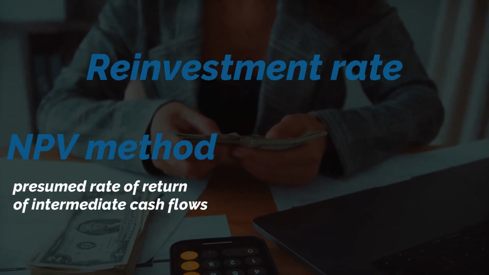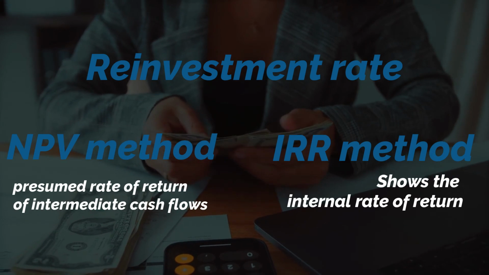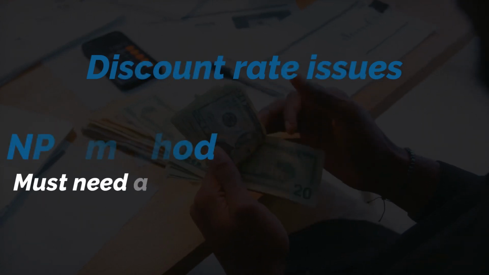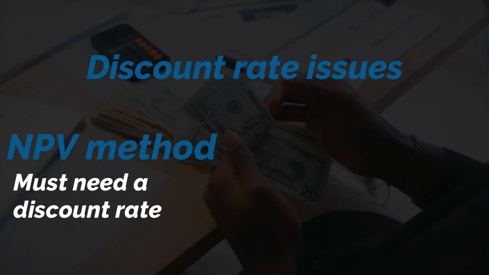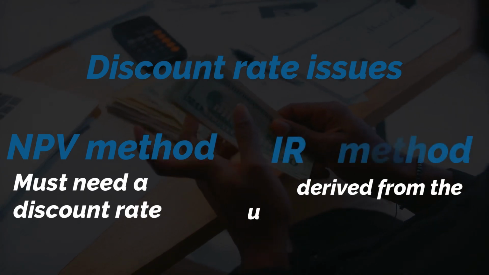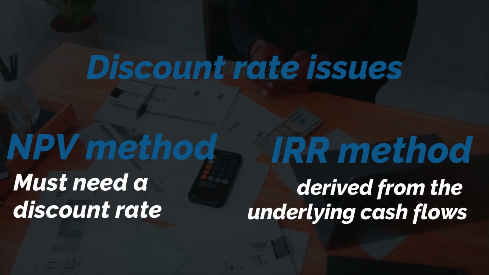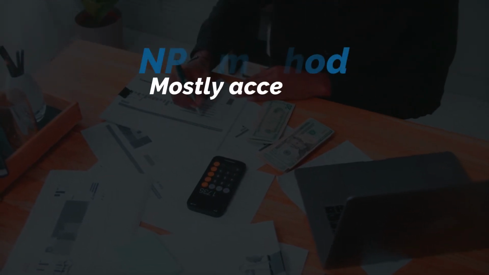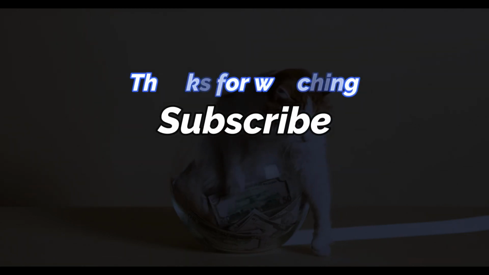Reinvestment rate. The presumed rate of return for the reinvestment of intermediate cash flows is the firm's cost of capital when NPV is used, while it is the internal rate of return under the IRR method. Discount rate issues. The NPV method requires the use of a discount rate, which can be difficult to derive, since management might want to adjust it based on perceived risk levels. The IRR method does not have this difficulty, since the rate of return is simply derived from the underlying cash flows. Each approach has its own distinct advantages and disadvantages. Generally, NPV is the more heavily used method. IRR tends to be calculated as part of the capital budgeting process and supplied as additional information.